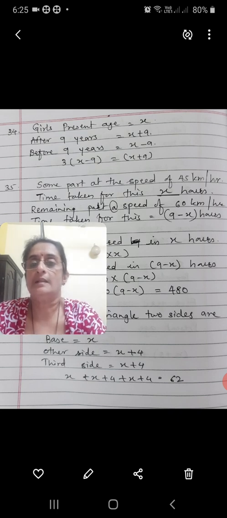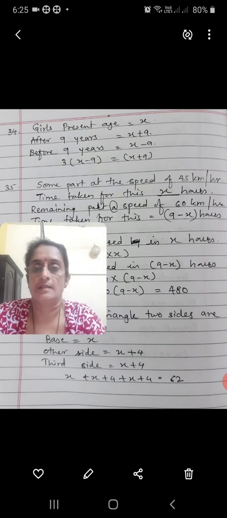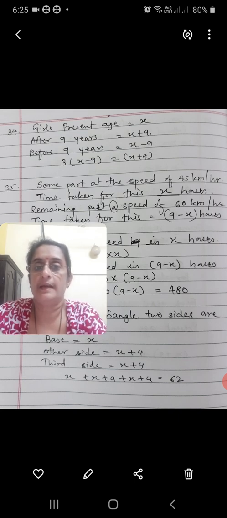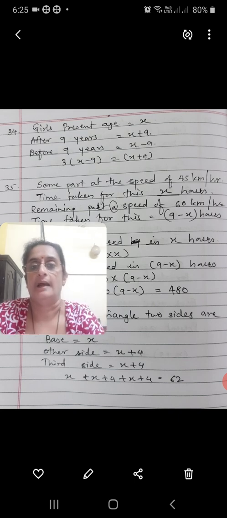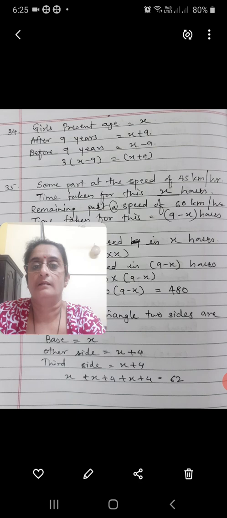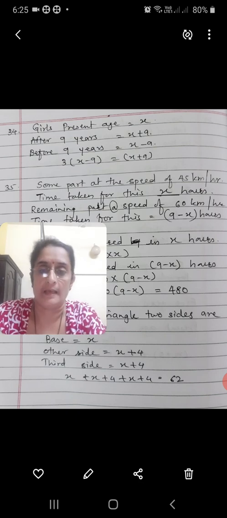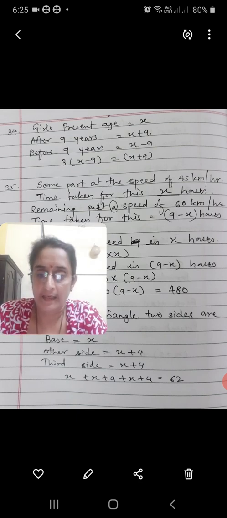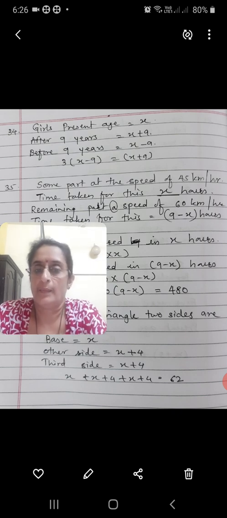Now see, the girl's present age we are going to consider as x. Fine. After 9 years, what will be her age? x plus 9. And before 9 years, what will be her age? That will be x minus 9. Got it? Present age is x. After 9 years, it has to be added by 9. So x plus 9. Before 9 years, x minus 9.